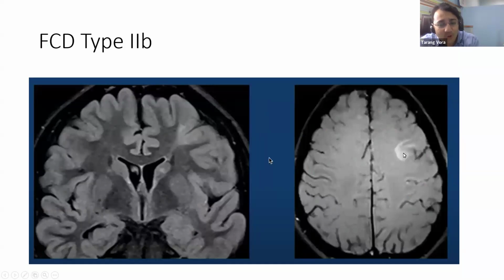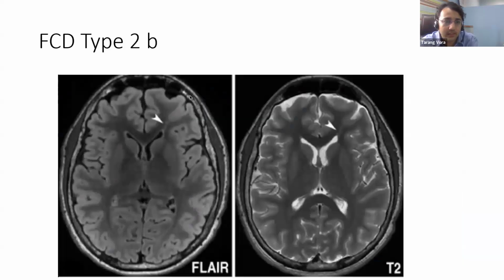This is visible when the quality of MRI is very good. It can be easily skipped over and may not be reported by the radiologist if the quality of MRI is not great. Again, another FCD type 2B. The FCD type 2B has a peculiarity of having the balloon cells, which I showed in the previous slide, which has got a lot of cytoplasm around it.